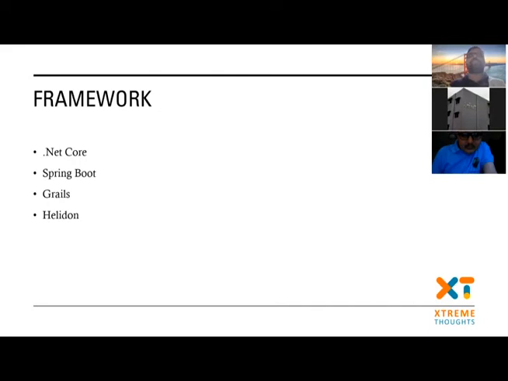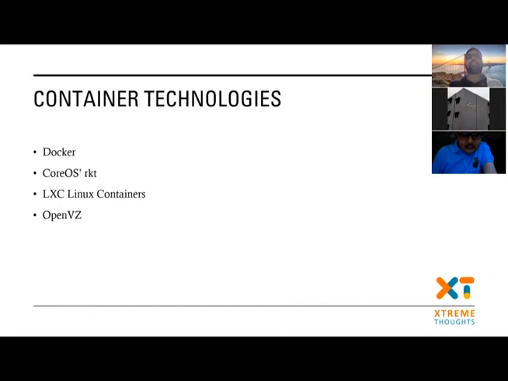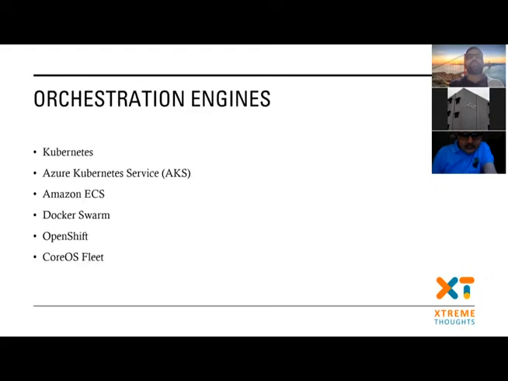What are the different frameworks? These are just a few frameworks which I have mentioned: .NET Core, Spring Boot, Grails, Helidon. You can use these frameworks or other frameworks as well to develop microservices. Container technologies, Docker is the most popular, but there are CoreOS, Linux container, OpenVZ. These are also available. Orchestration engines, there's Kubernetes, AKS, Azure Kubernetes Service, Amazon ECS, Docker Swarm, OpenShift, CoreOS Fleet. So these are a few orchestration engines. There are more as well, but these are the most popular ones.